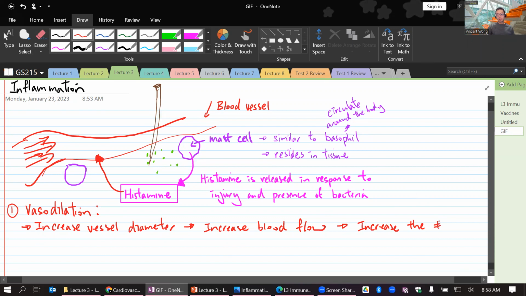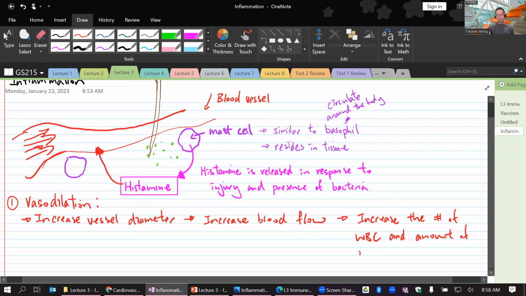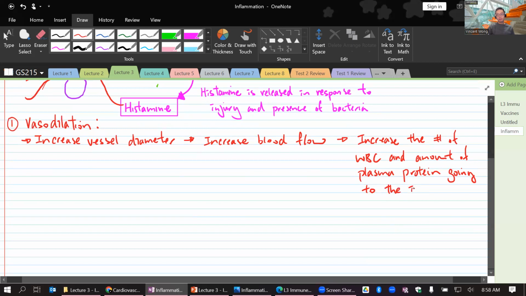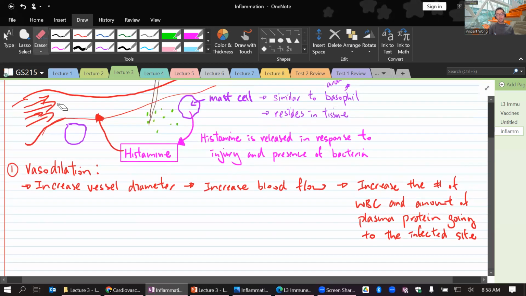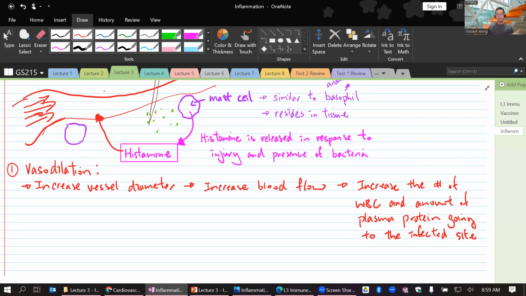the number of WBC and amount of plasma protein going to the infected site, right? So by making the vessel bigger, now you're bringing in more white cells, which would help you clear the bacteria. And you want to bring some plasma protein as well. In that plasma protein, there might be clotting factors like fibrinogen, prothrombin, which would help you begin the process of wound healing. So that's the first effect of histamine.